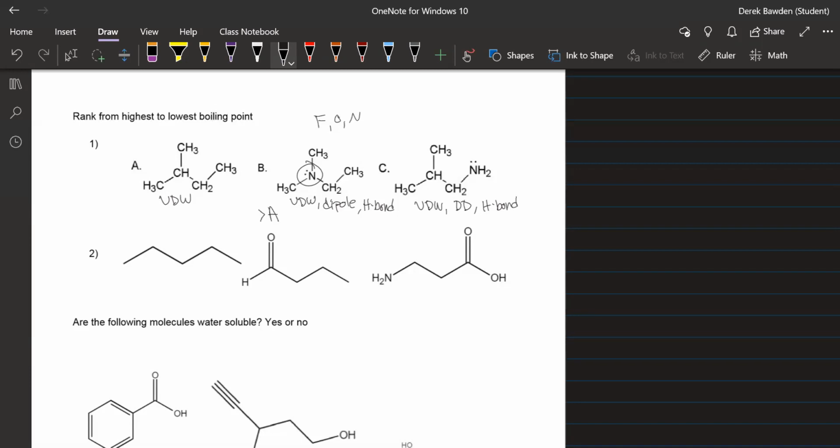The difference between B and C is how exposed the nitrogen is in order to hydrogen bond. Which one is easier to get to? Which one is more exposed to the outside? C, right? So C has a better time hydrogen bonding with other molecules than B. That would make C higher boiling point than B. Does that make sense to everybody? Because this is a 1 degree amine, and this is a 3 degree amine. So the 1 degree is more exposed, more able to hydrogen bond.